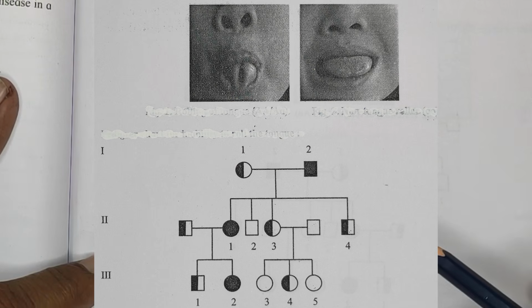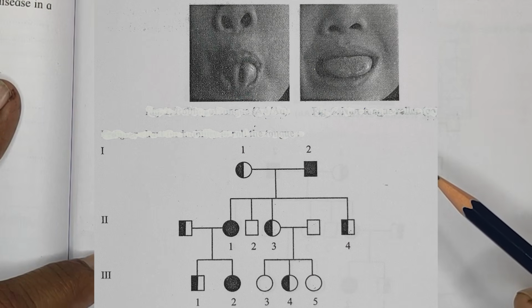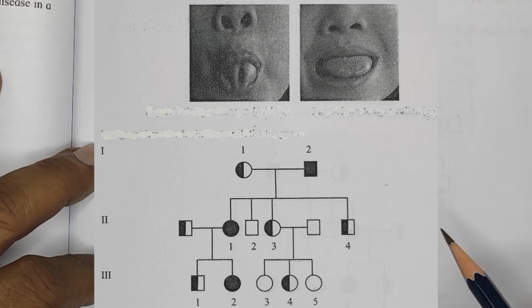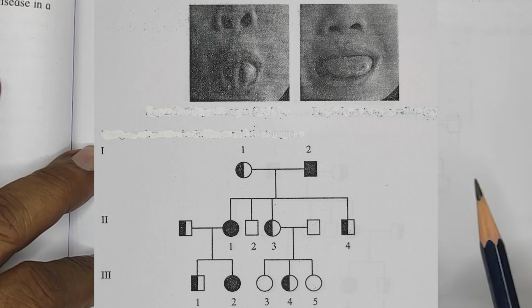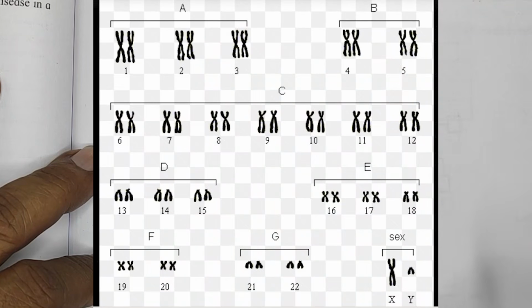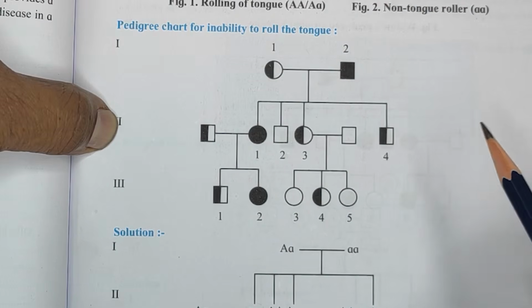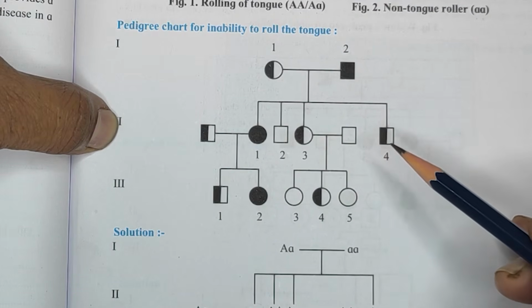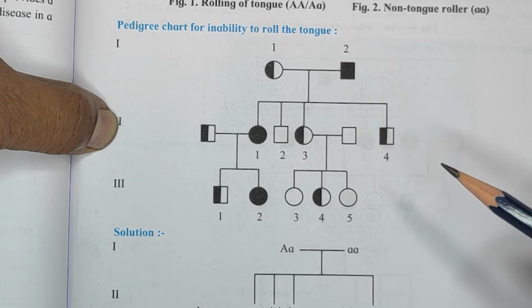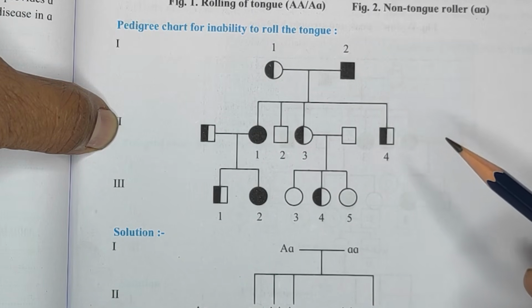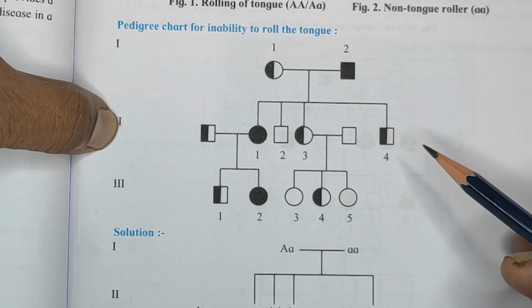What is meant by autosomal recessive trait? Autosomal. We know about the chromosomes: the autosomes and the sex chromosomes are there. Autosomes are related to the body parts. Then you have to write how many normal progenies are there, how many affected progenies are there, and whether a carrier progeny is present or not.